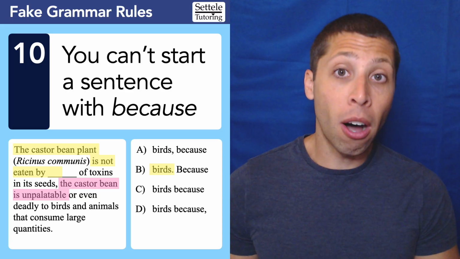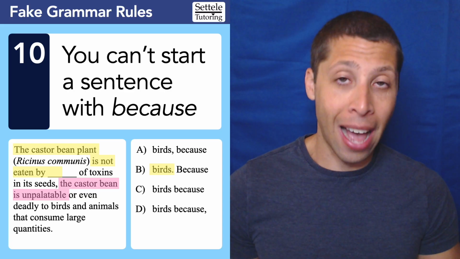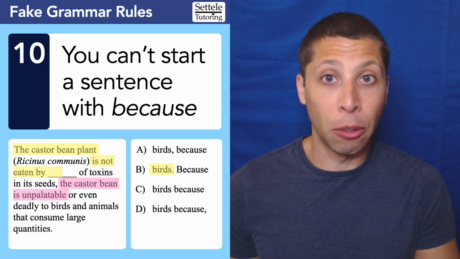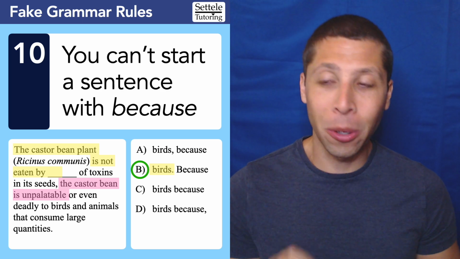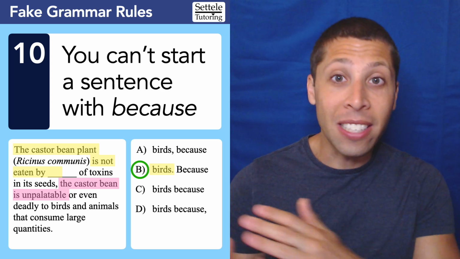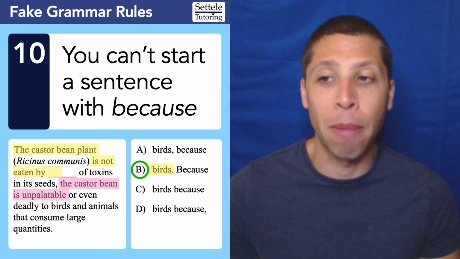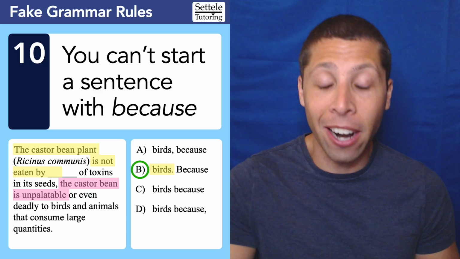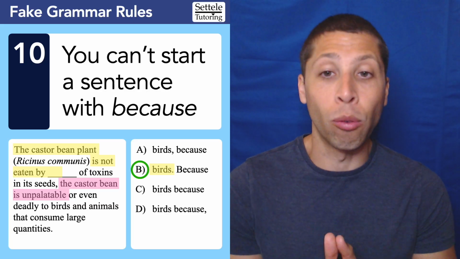And basically, because we have these two complete sentences, we need a punctuation mark that allows us to connect or separate two complete sentences. The only one available to us here is the period. So they're trying to trick us. They want us to pick choice C because they want us to just continue the thought. And it isn't unreasonable to say the castor bean plant is not eaten by birds because of toxins in its seeds. But because the sentence doesn't end there, we can't just skip over the punctuation mark. We need a period to prevent a run-on sentence.